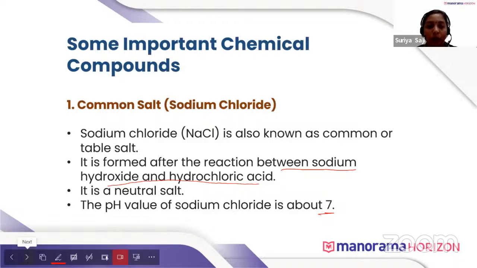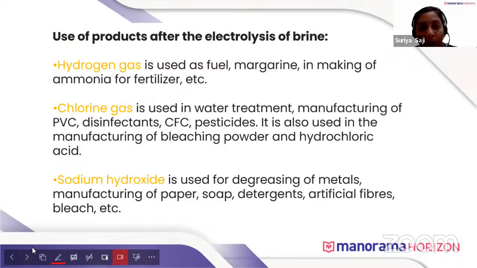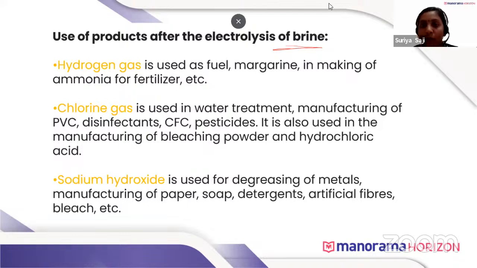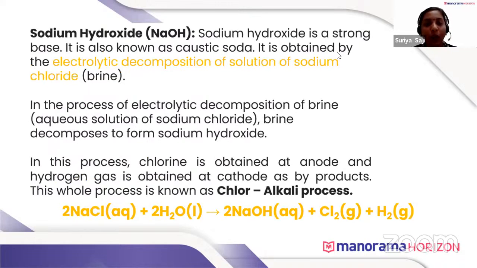So next, if we do electrolysis of sodium chloride solution, which is brine, aqueous NaCl, we will get three electrolysis products: hydrogen gas, chlorine gas, and sodium hydroxide, and their uses. So we have to keep in mind these electrolysis products. Electrolysis of NaCl gives hydrogen gas, chlorine gas, and sodium hydroxide. This reaction we will see later in the same class itself. This process is known as the chloralkali process.